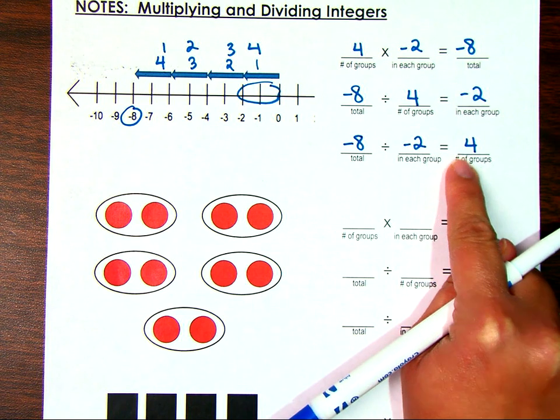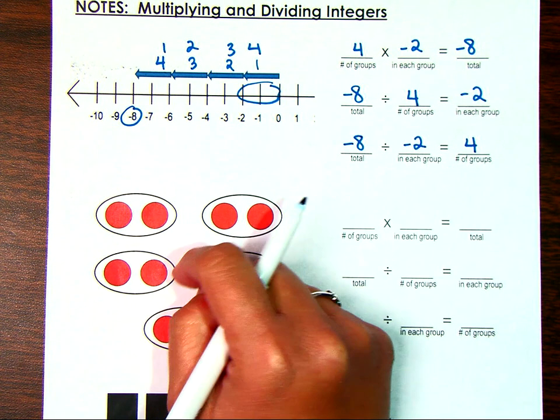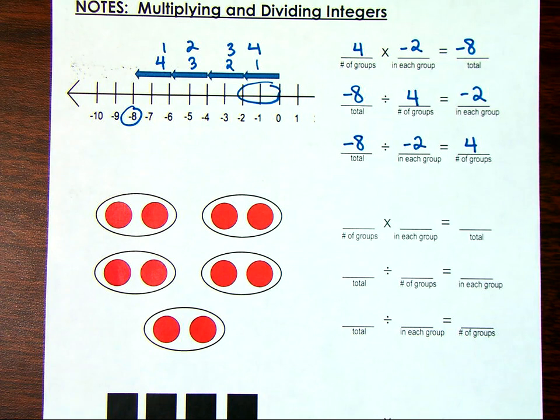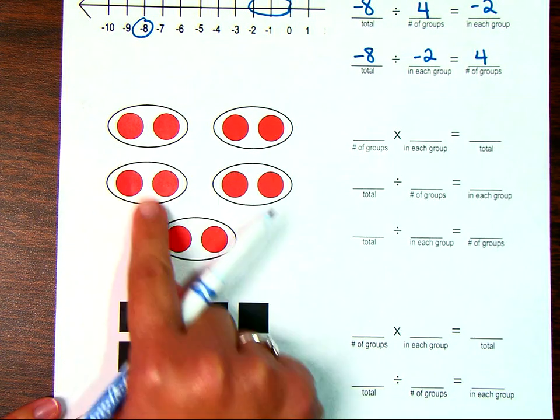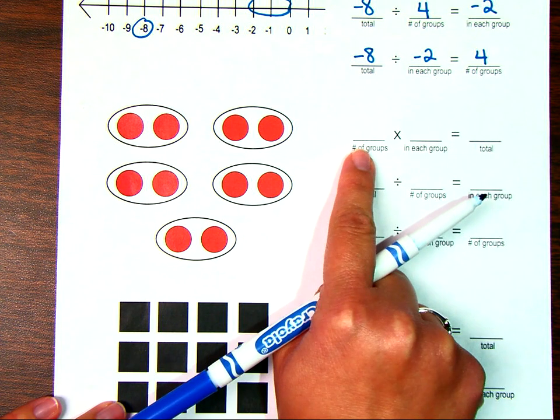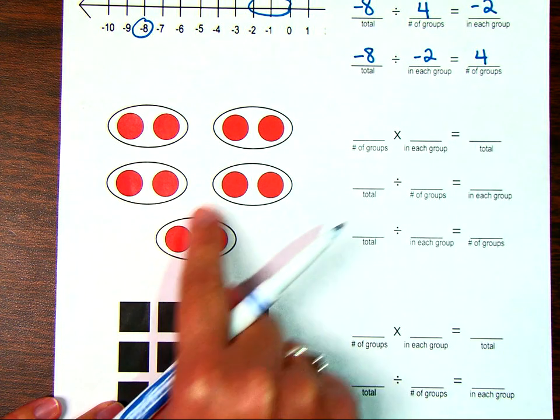So this is going to help you guys out to remember the rules, and I have a mnemonic device, a little memory device to help you out with that as well. But I just wanted to remember that as well for you, okay? So let's look at this one. So we have some red dots here. So how many groups are there? 1, 2, 3, 4, 5.